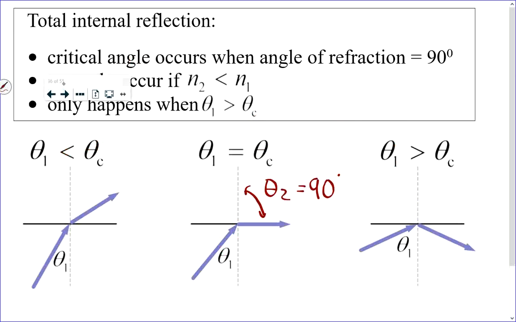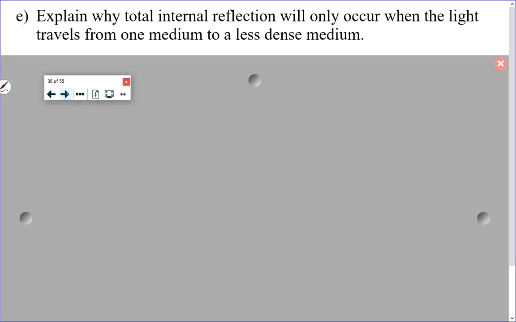Let's try a couple of examples now. Oh, right, one more thing. I really feel as though I should abandon this question in my lesson. I put this question here to try to reinforce that the light has to travel from one medium into a less dense medium. If you have light traveling from air to water, it will never totally internally reflect. It's got to be from a more dense to a less dense medium.